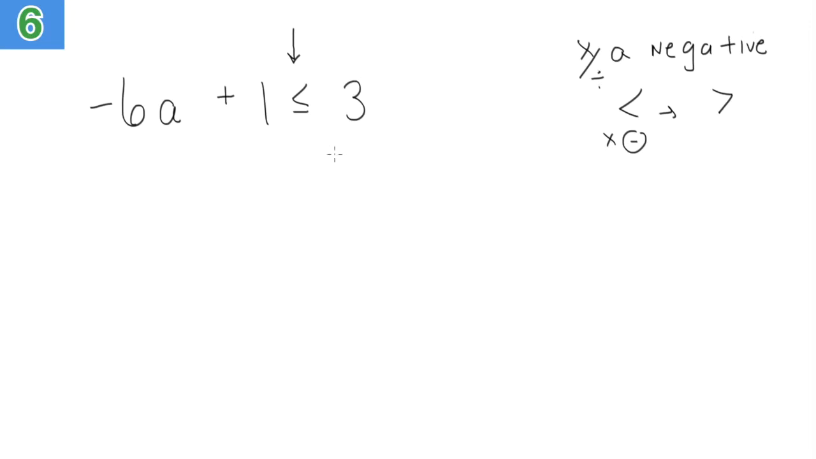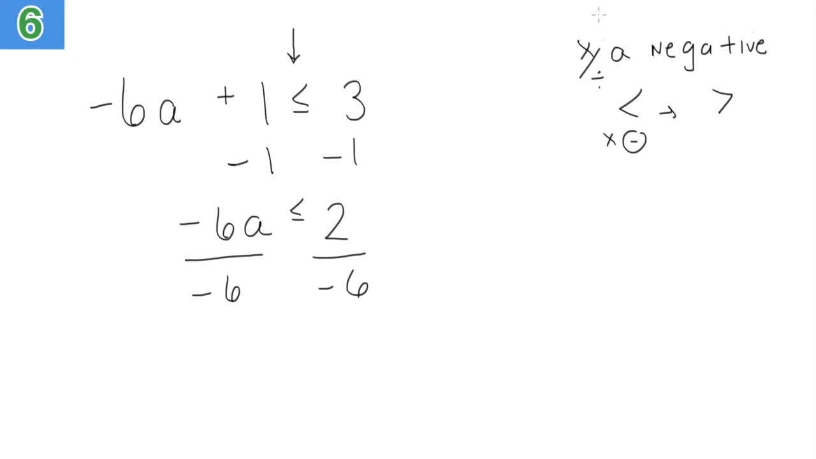So start this out, just pretend it's an equation, and start solving to get A alone. So we'll subtract away the 1. We have negative 6A is less than or equal to 3 minus 1, which is 2. Okay, now we're dividing by negative 6 to get A alone.